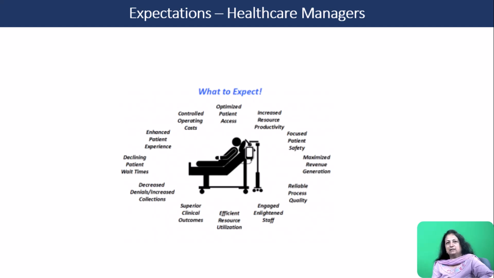And of course, enhanced patient experience. Once they are in the facility, what do they experience? Are the people treating them nicely, talking to them, communicating to them, giving the right information? How are they experiencing various areas? Because healthcare is not just like buying a pen or pencil. You have to go through the process. So how do they experience each level as they're going through? And then controlled operating costs. Are you able to control cost?